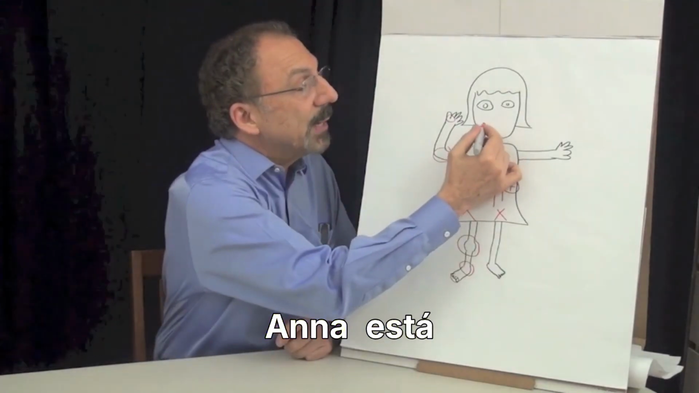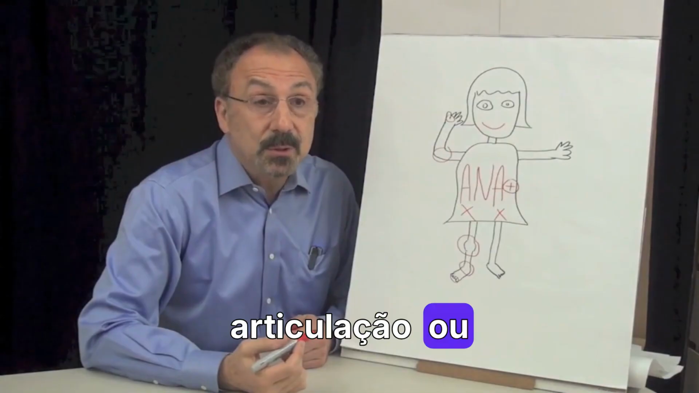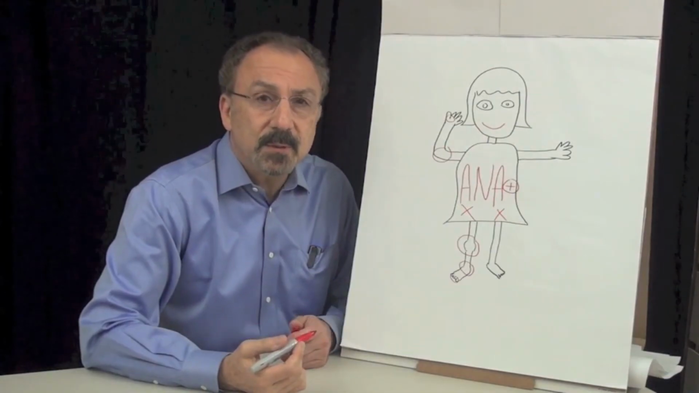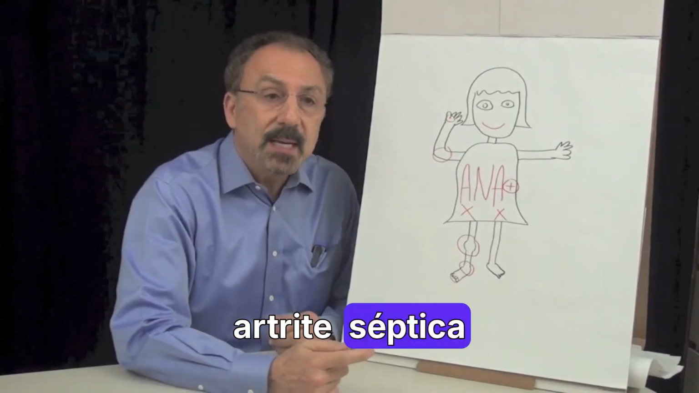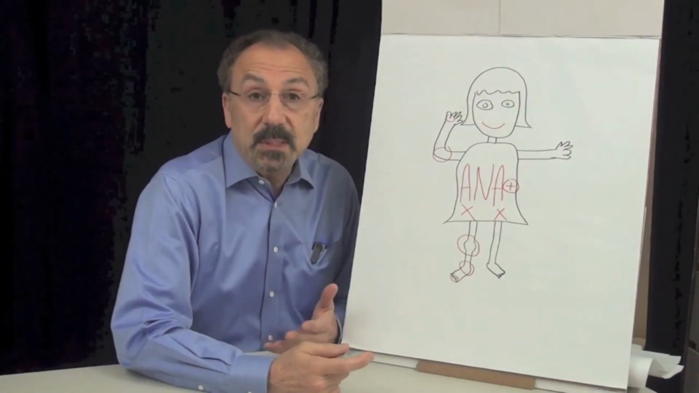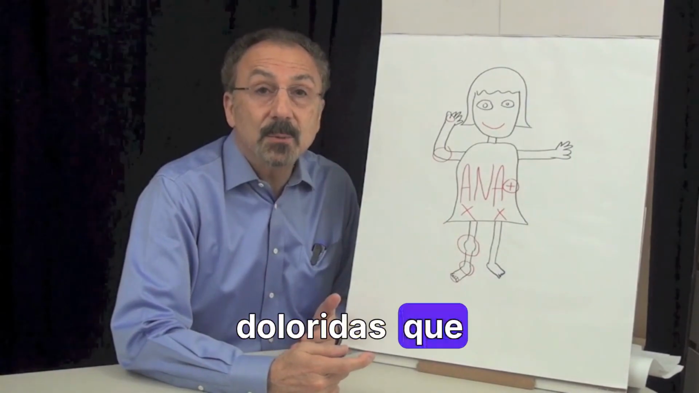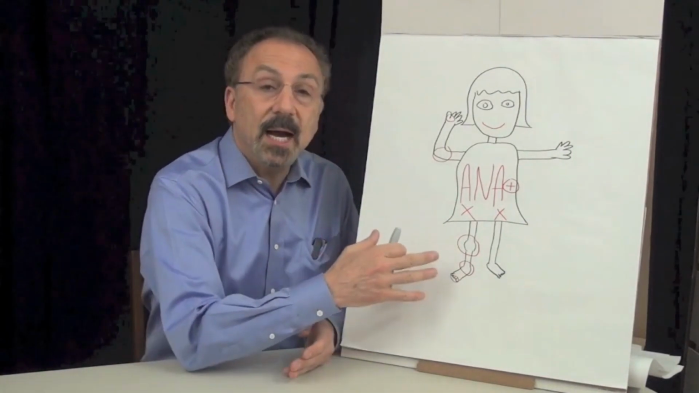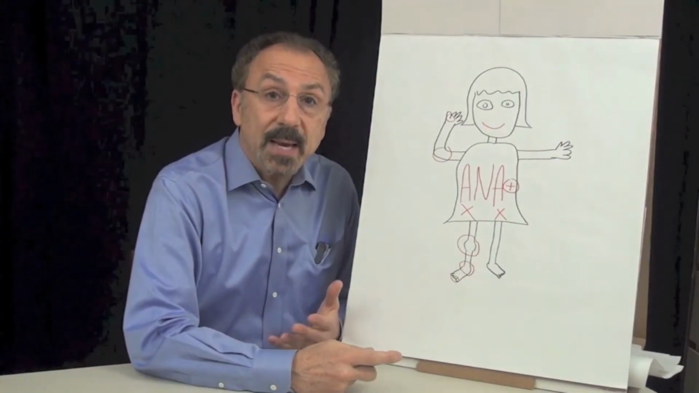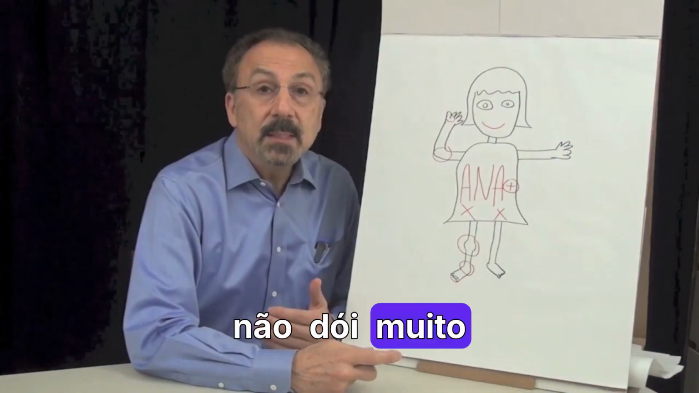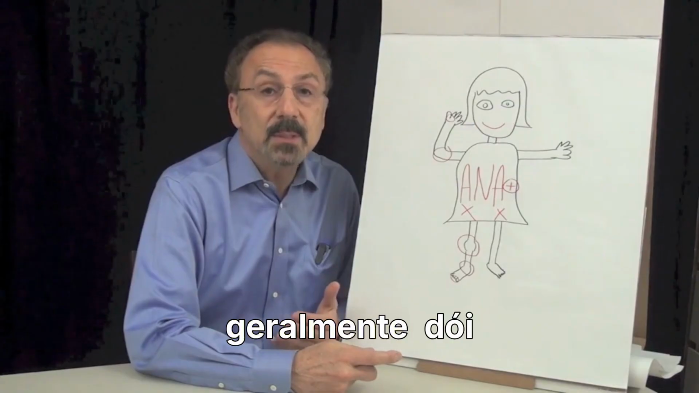Anna is smiling because although the joint or joints look swollen, they generally don't hurt very much. And that's in contradistinction to septic arthritis. As orthopedic surgeons, we see swollen joints that hurt or painful joints that aren't swollen. The characteristic of JIA is that there are weeks of swelling. The joint looks bad but feels good. For septic arthritis, the joint typically feels bad but looks good.